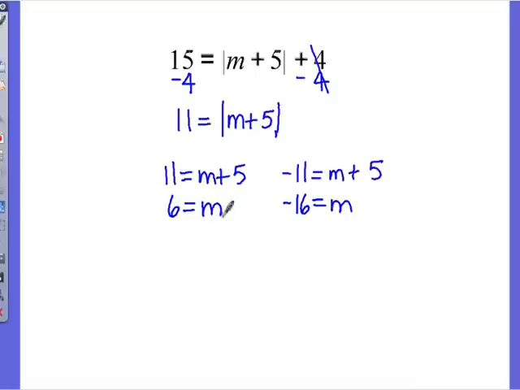Okay, and you can go back and check those. 11 plus 4 is 15. Negative 11, absolute value is 11, plus 4 also makes 15. Okay, doesn't matter what order your answers go in, by the way.